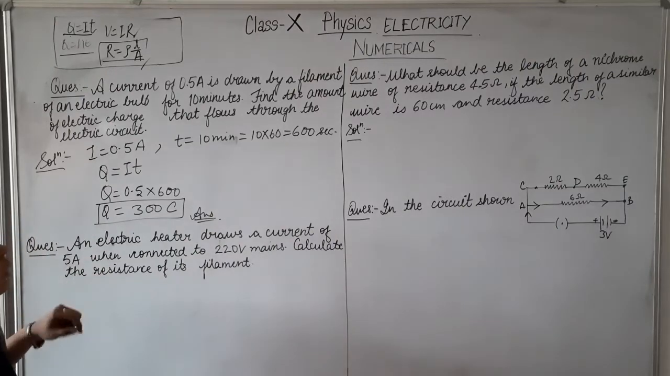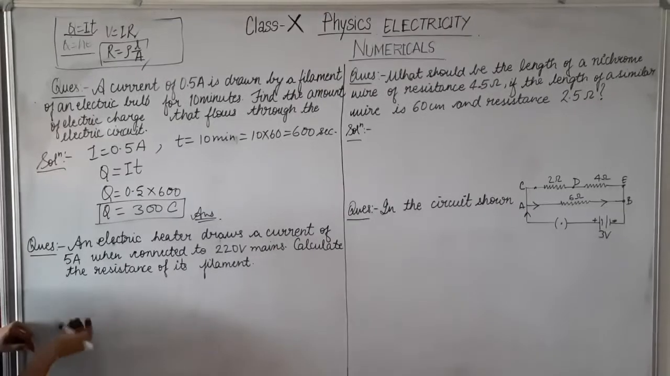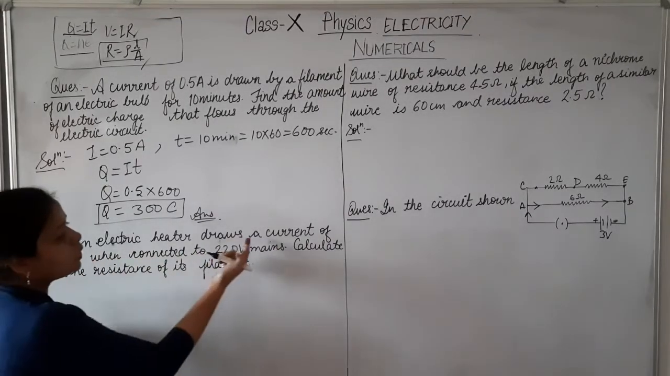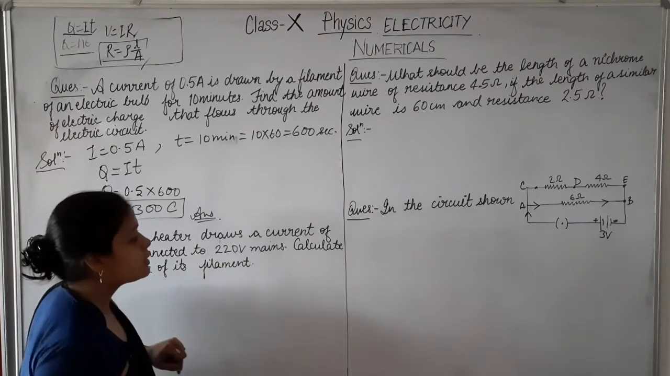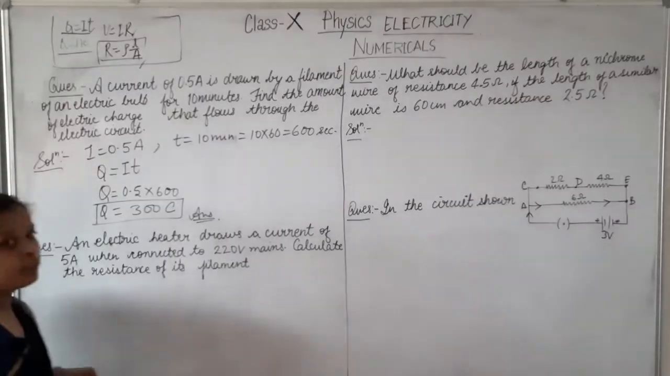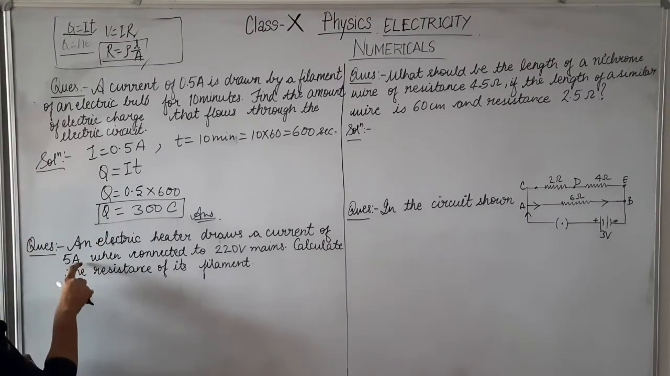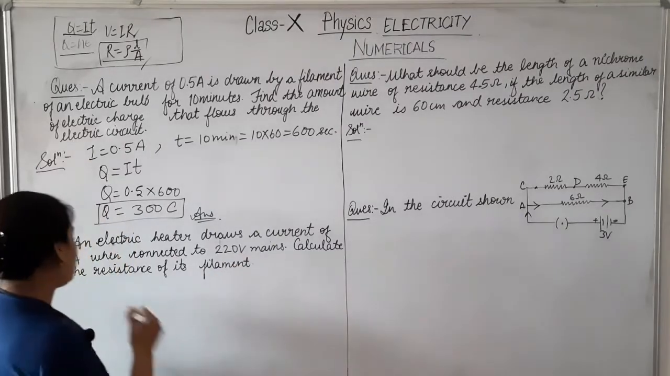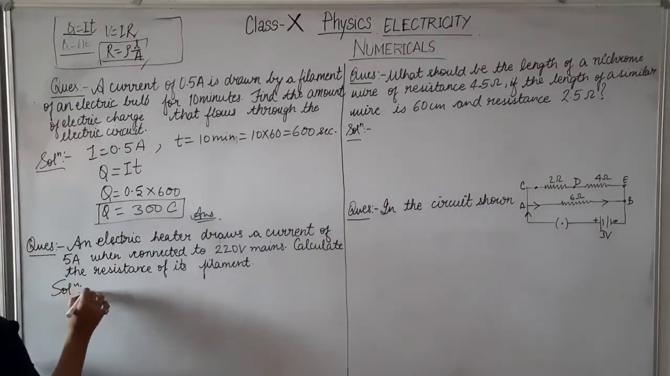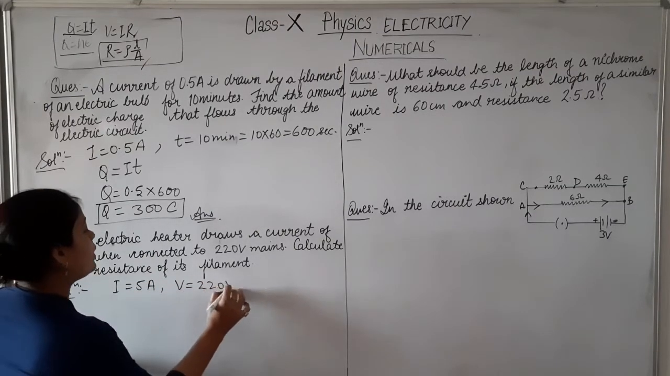It was a very easy question. Now moving to the second question written here. An electric heater draws a current of 5 ampere when connected to 220 volt. Calculate the resistance of its filament. As you can find out, this unit is ampere, as in the previous question it was current, here it will also be current. Voltage in volts is given, 220 volt. Means in this question also current is given to you, 5 ampere, voltage is given to you, 220 volt.